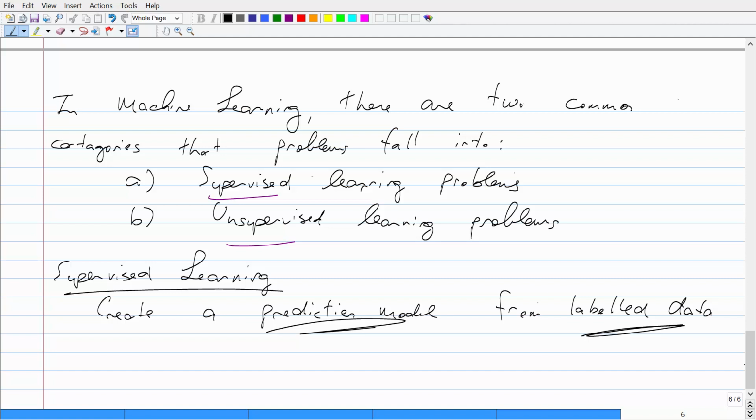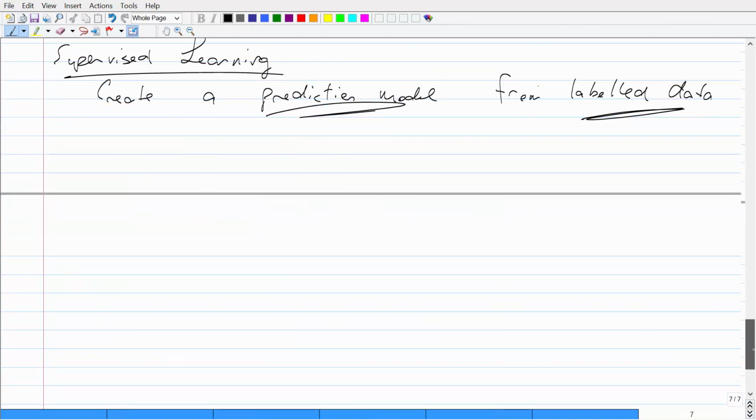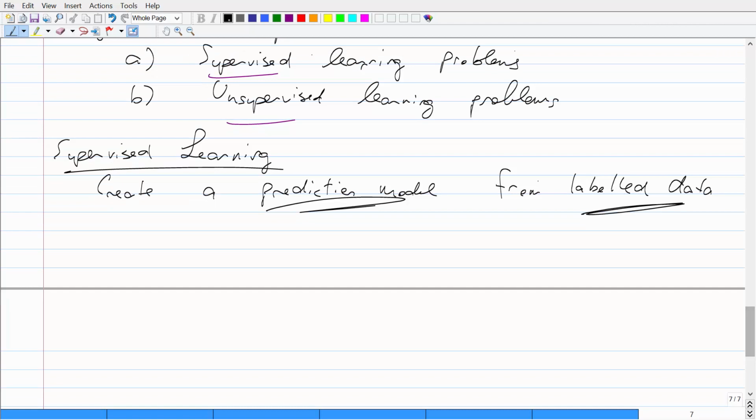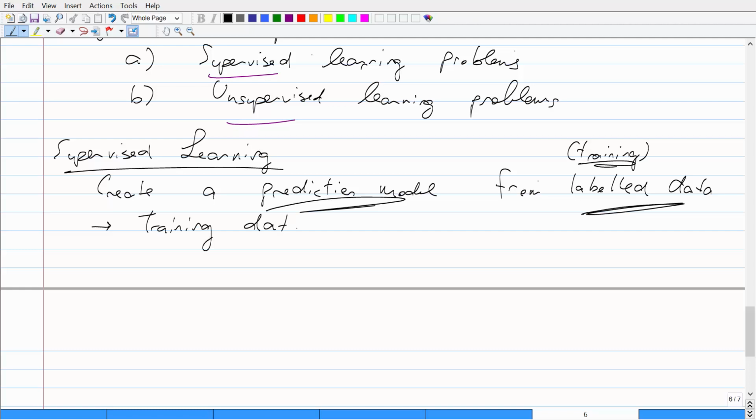Okay, so let's go into a little bit more vocabulary. So this is labeled, and I like to call this training data as well. Okay, so what exactly is training data? Well, training data is data that you collect that is based on the problem that you're trying to solve. So it's example data that you've collected that has a bunch of data points with expected outputs. So this is information that you know beforehand, and you're trying to create a model based on that data.